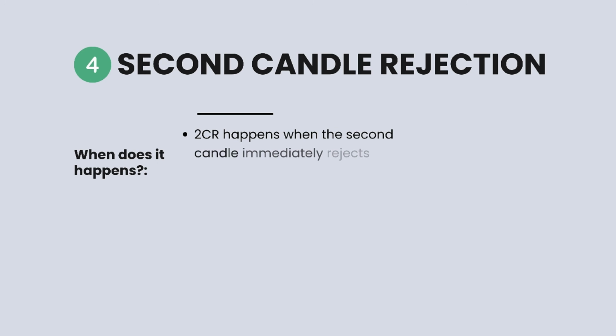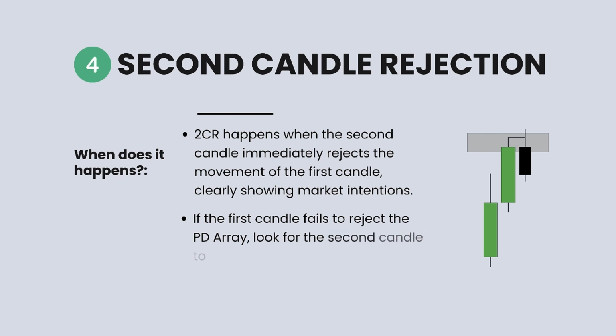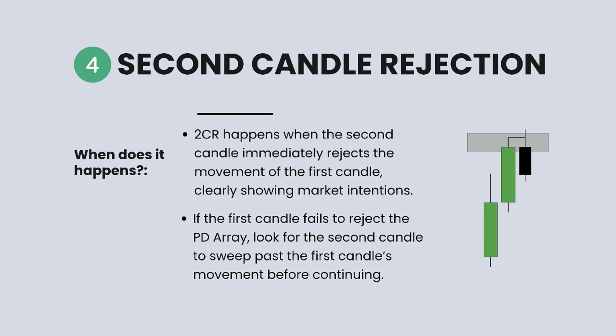Second candle rejection happens when the second candle immediately rejects the movement of the first candle, clearly showing market intentions. Simply put, if the first candle fails to reject the PD array, look for the second candle to sweep past the first candle's movement before continuing. Understanding second candle rejection clarifies whether a PD array is holding or failing. Let's examine this concept in chart examples.